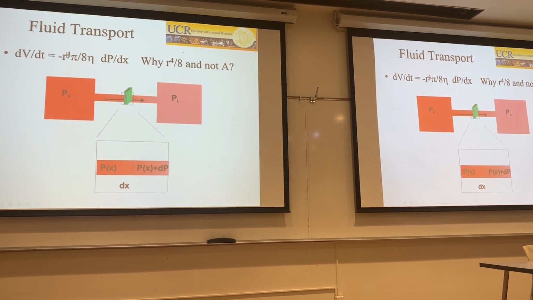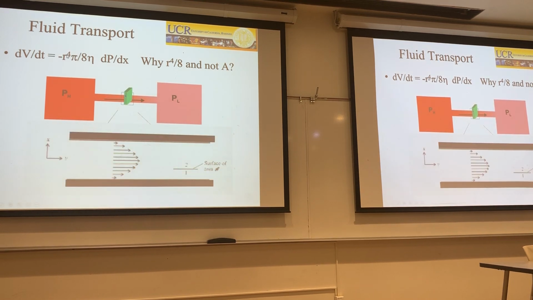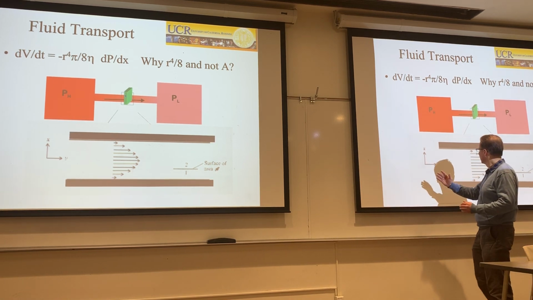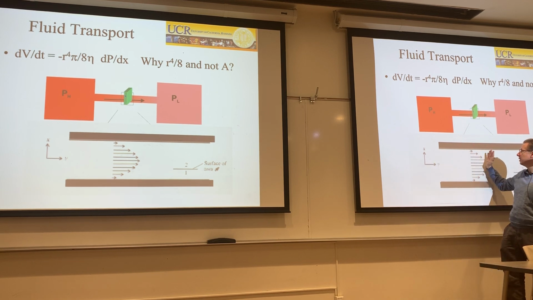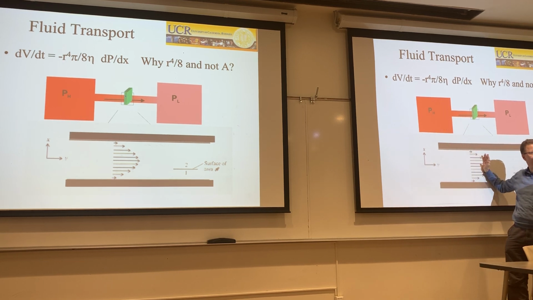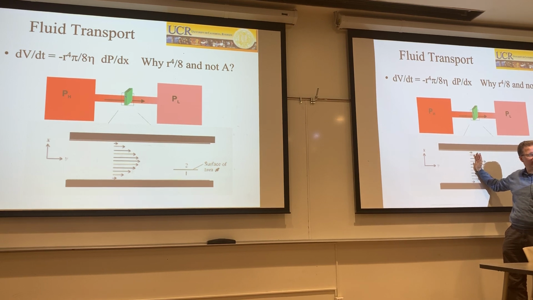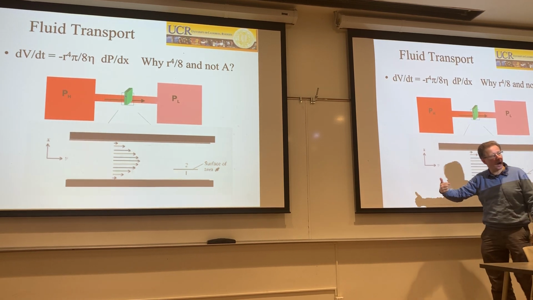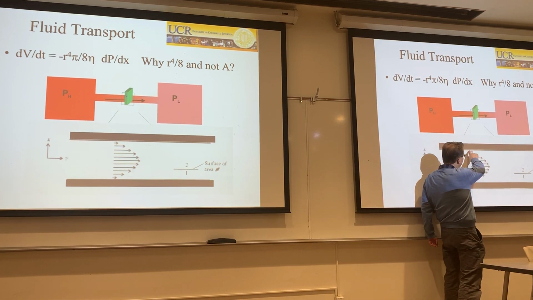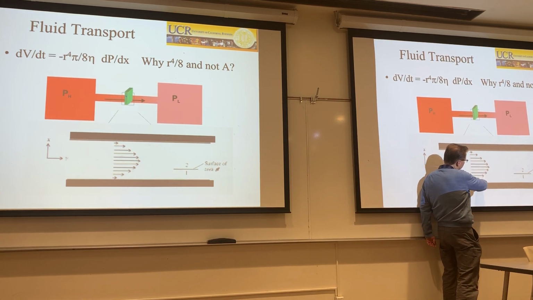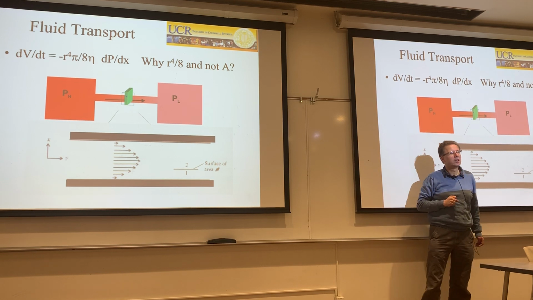Why is it the radius to the fourth power? It's the radius to the fourth power because, on the one hand, the radius to the second power is proportional to the area. So that gives me the area. And then I still have two powers of the radius left. And the two powers of the radius left are accounting for this kind of parabola in the pipe.